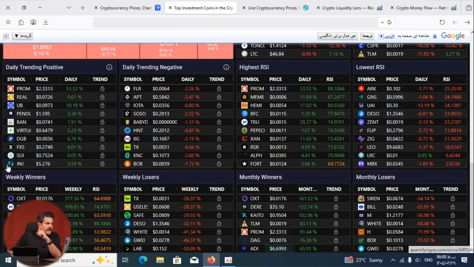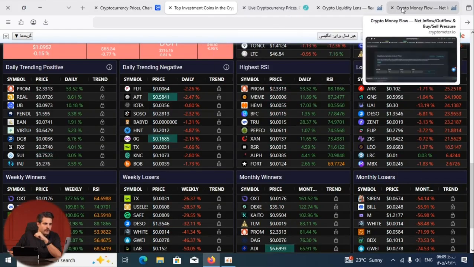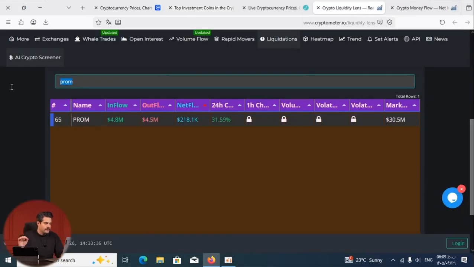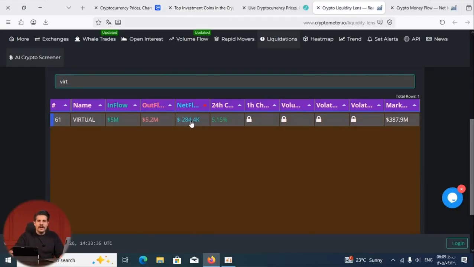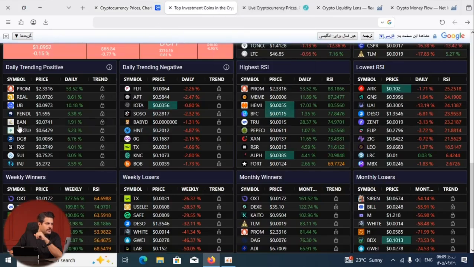Real currency? Nah, I won't check all 10 of these guys. Since I know virtual could have potential, I'll come here and look at it on Cryptometer. Well, its net flow was negative $284,000, so I won't bother with virtual either, because I saw a positive trend over there. I expected it to have an inflow. If the trend was positive and it had an inflow, then it would go on my watch list. Let's go to the digital currencies SUI and INJ.